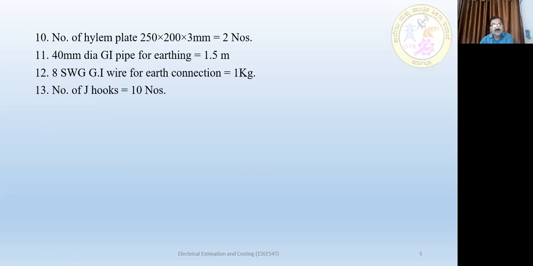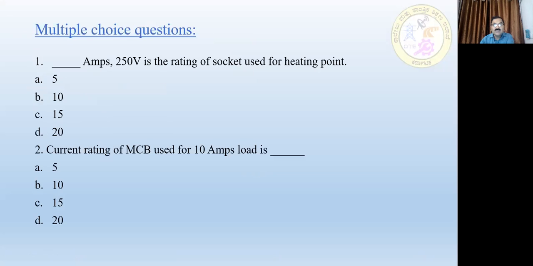Now we will move to next slide. We have multiple choice questions here. So first one is dash amps 250 volts is the rating of circuit used for heating point.